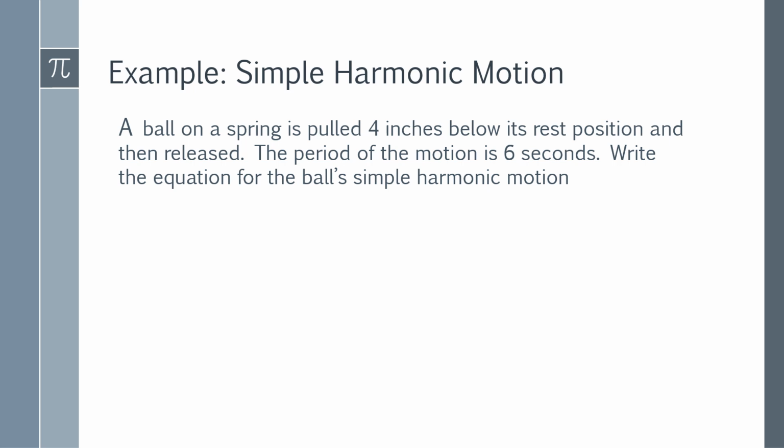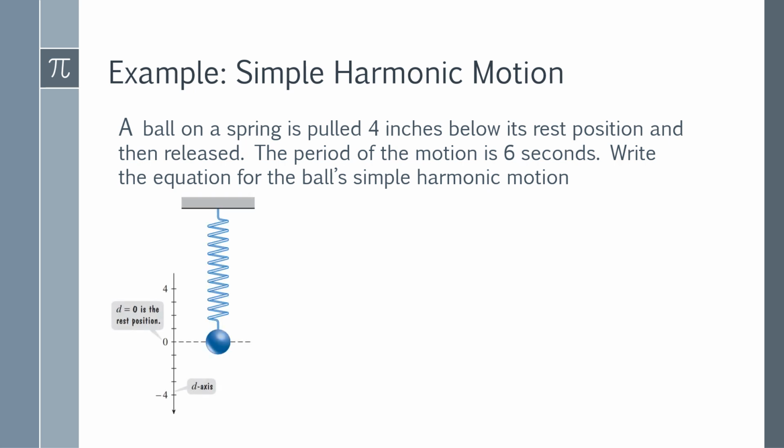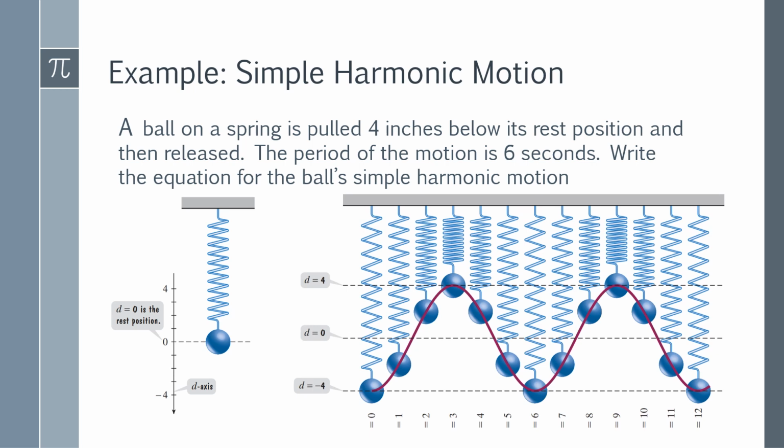How are you going to do something like that? Well, it's always good that you have pictures. So that's a picture of us pulling it down and a picture of what's going to happen when you let it go, bouncing up and down. Now, I want you to help me figure this out. Do you think this is going to be a cosine function or a sine function? That's what we have to know first.